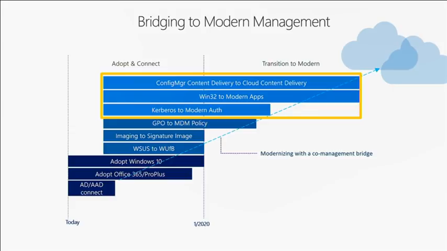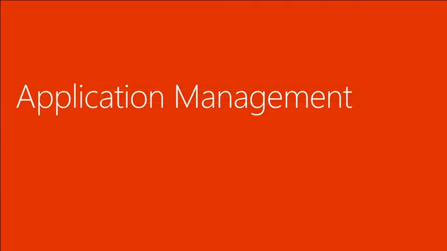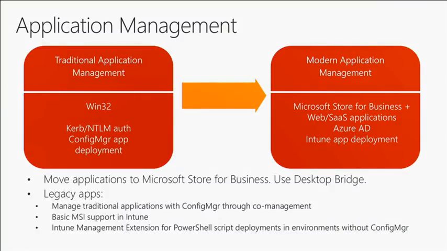All right, so the last part that we're going to talk about is applications. How do you take your applications and gradually move those to the cloud? So the first thing to remember is that the future of Windows applications is in the store. Microsoft Store for Business is the place that you want to start thinking about moving your applications to, with tools like Desktop Bridge. But as you're doing that, we realize that it's a long journey.